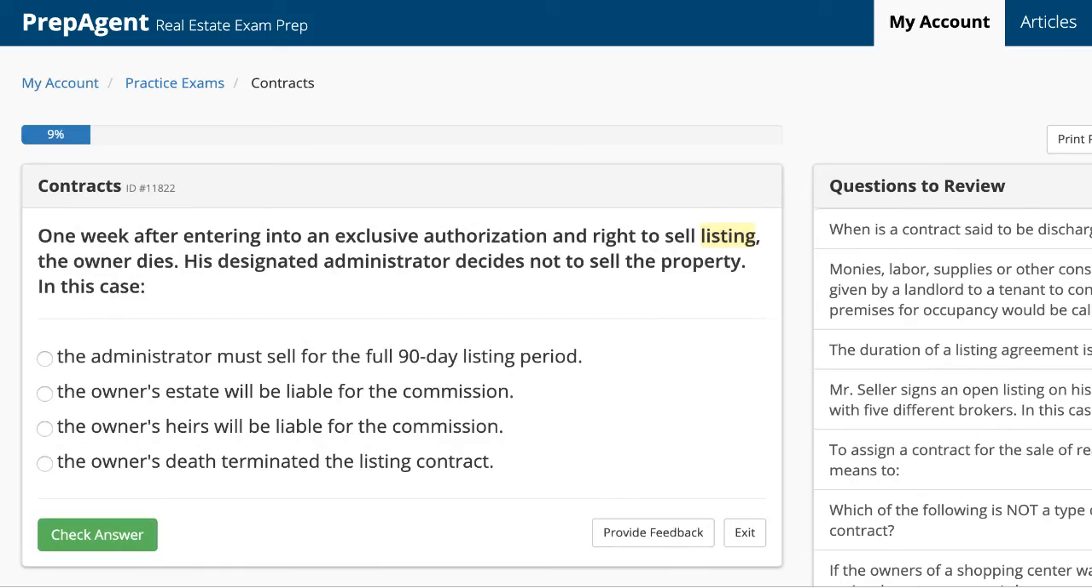One week after entering into an exclusive authorization and rights to sell listing, the owner dies. His designated administrator decides not to sell the property. In this case, A, the administrator must sell for the 90-day listing period. B, the owner's estate will be liable for the commission. C, the owner's heirs will be liable for the commission. Or D, the owner's death terminates the listing contract.